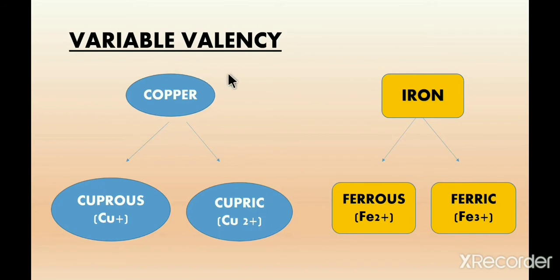Next, variable valency means valency can be more than 1. For example, in case of copper, there are 2 valencies. Number 1, Cu+, which is known as cuprous ion, and Cu2+, which is cupric ion. In case of iron, ferrous has symbol Fe2+ and ferric has symbol Fe3+. So here we are able to name the elements having variable valencies. So we have achieved the 6th learning outcome.